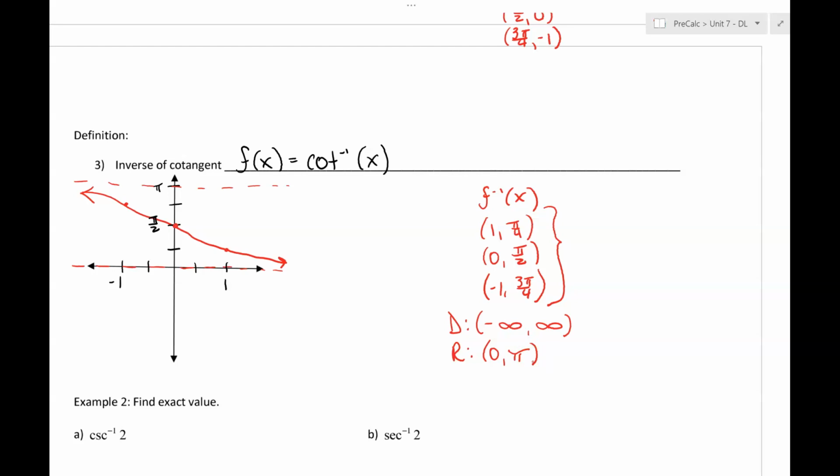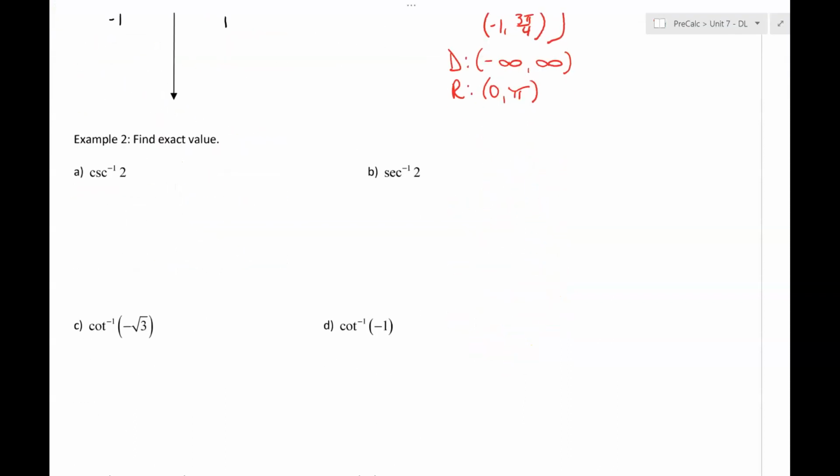Okay, so there's your inverses. You now have, holy moly, 3, 6, 9, 12 graphs. Sine, cosine, tangent. Cosecant, secant, cotangent. Inverse sine, inverse cosine, inverse tangent. Inverse cosecant, inverse secant, and inverse cotangent. Oh, man, your friends are going to be jealous.